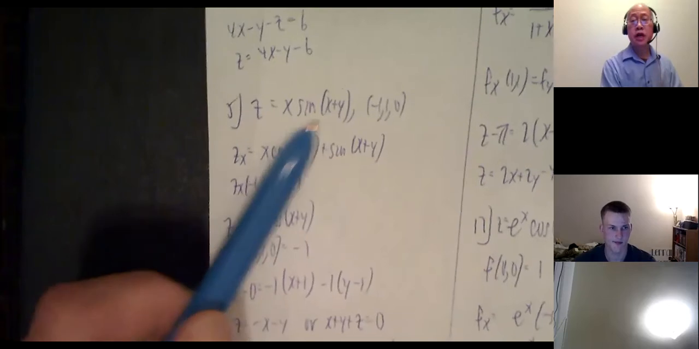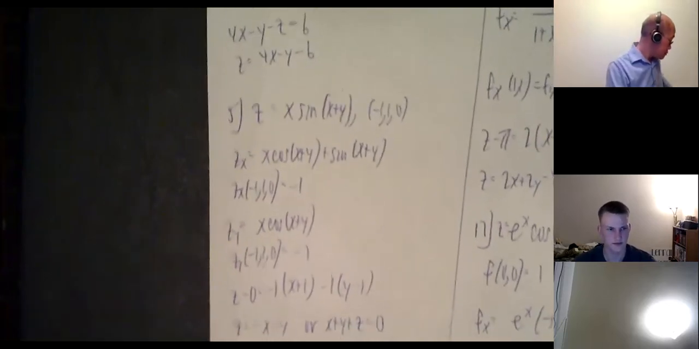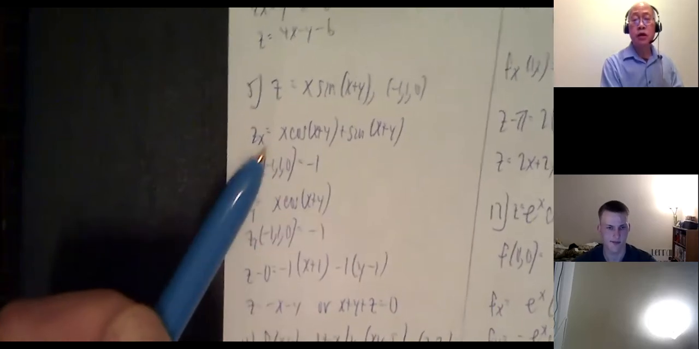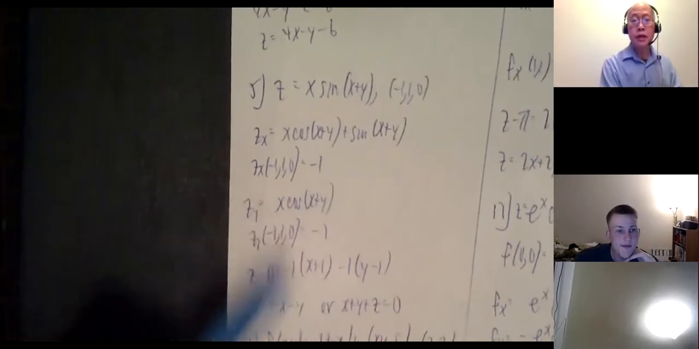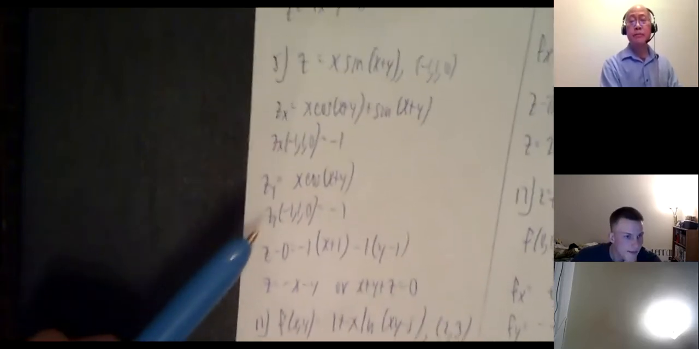Plus second function, sine of x plus y, times the derivative of the first with respect to x, but that's just 1. So you don't have to put anything extra there. Then I plug in z sub x at -1, 1, 0. So put a -1 there, -1 there, 1 there. And likewise here, -1 plus 1 is 0. Sine of 0 is 0. That's -1. Cosine of -1 plus 1 is 0. So it'd be -1 times 1, which is -1. So z sub x is -1, partial with respect to x.